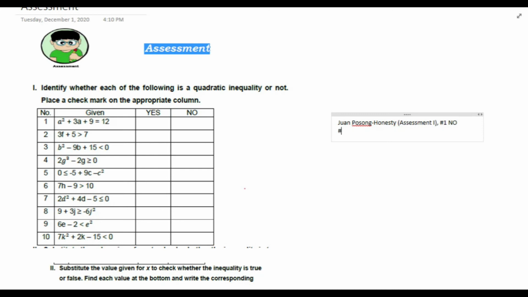Number 2, is it an inequality or not? Number 2 is also no. Why? Because the degree is not 2. It is 1, meaning it is a linear inequality. Okay, so you do the rest of the numbers 3 to 10.